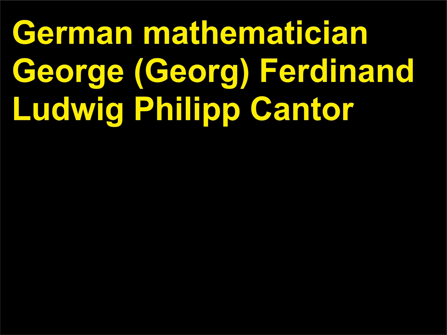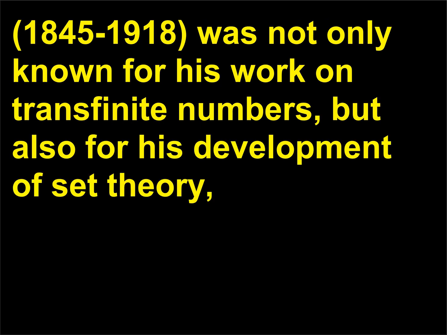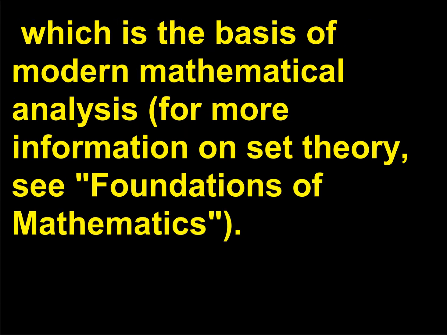German mathematician Georg Ferdinand Ludwig Philipp Cantor, 1845 to 1918, was not only known for his work on transfinite numbers, but also for his development of set theory, which is the basis of modern mathematical analysis. For more information on set theory, see Foundations of Mathematics.